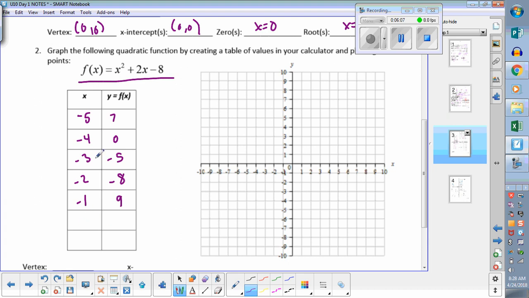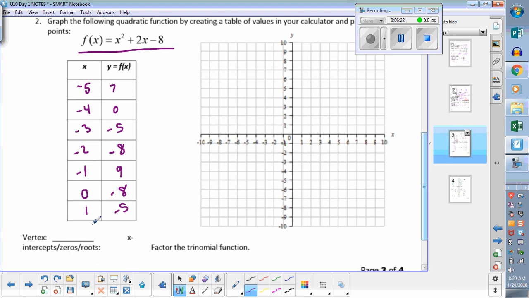Remember, you're getting all this off the graph, off the table that I just showed you. So I'm going to have 0 and -8, and then 1 and -5. I'm going to keep going. Then after that, I would have 2 and 0, and then I'm going to put the last one down here, which would be 3 and 7. I recognize that the box doesn't extend. There you go. All right.